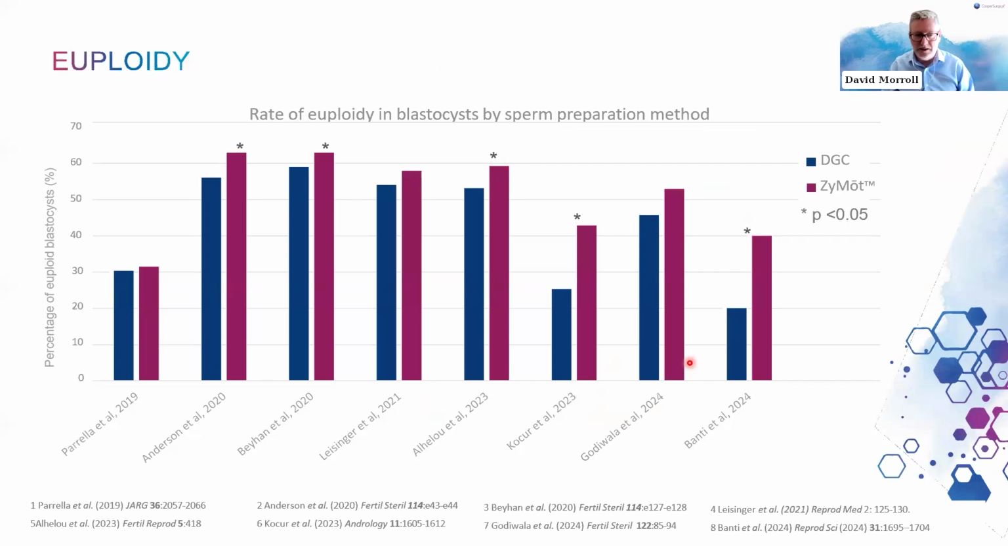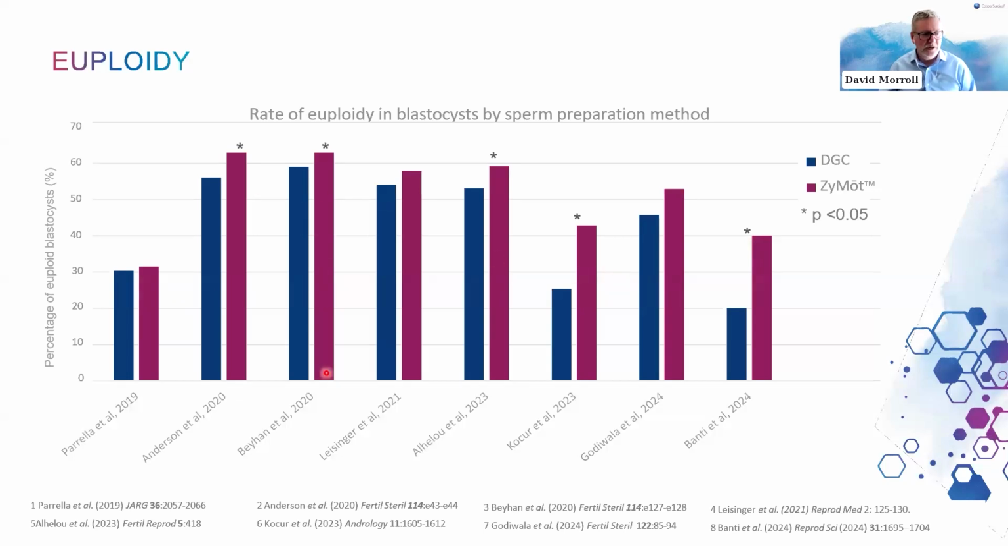Now, when you look more generally at the data, if you look at the rate of euploidy in blastocysts by sperm preparation method, you can pick out a whole number of peer-reviewed papers. What you'll see is that the asterisks mark the ones that showed a statistically significant improvement in the rate of euploidy in blastocysts in PGTA cycles where a Zymot was used as opposed to the density gradient group. And you can see that most of the studies here show an improvement.